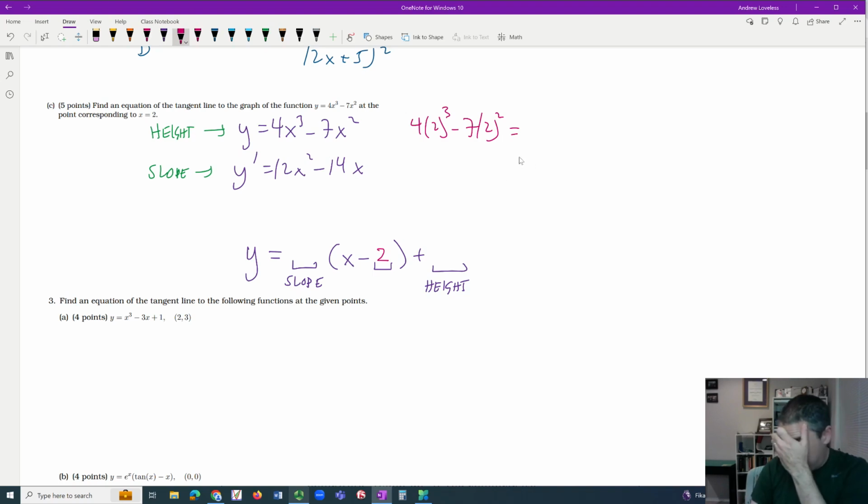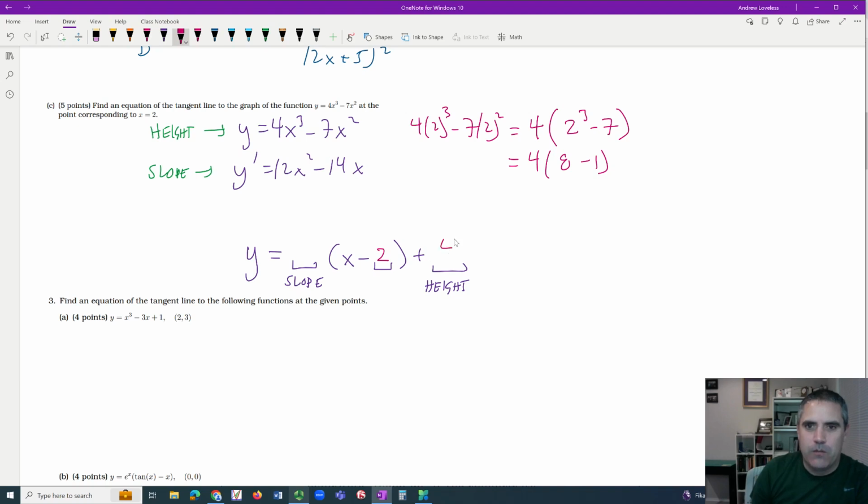I don't know why, but I want to factor out a 4. That's going to leave me 2 cubed minus 7. Aha! I knew that would be better. That's 4 times 8 minus 1, which is 4. So I always like to try to factor or cancel if there's any way for me to do it, because I don't like to pull a calculator out.